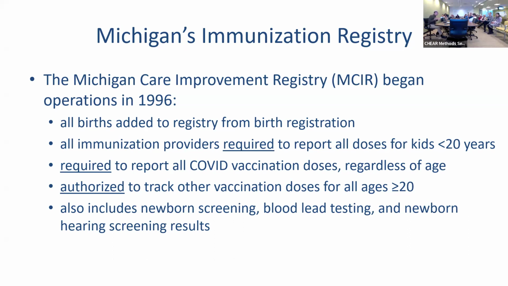A few other notes: all COVID doses for not just children, but adults, are reported to the registry. And the interesting thing is in Michigan, our public health code says that although we must report for children, reporting for adults is authorized. In other words, when I go to the CVS and they give me my flu shot or whatever, that can be reported to MICR, and it is. So that's also giving us the other end of the population, adults as well. I should note in Michigan, we also have integrated into our statewide immunization registry results for newborn screening, blood lead testing, and newborn hearing screening results. So it's all in one place.